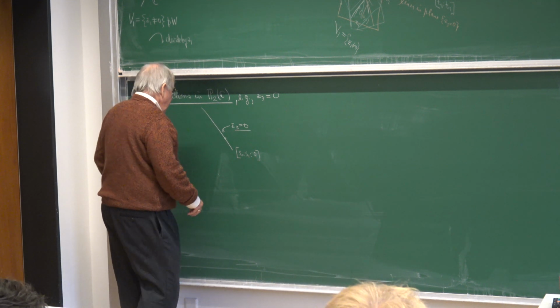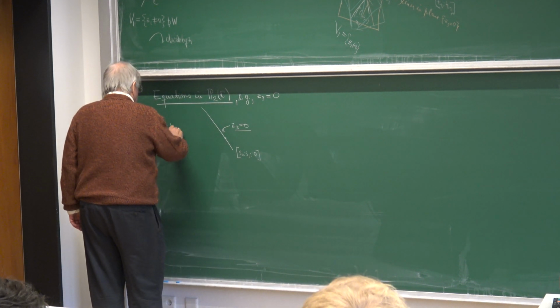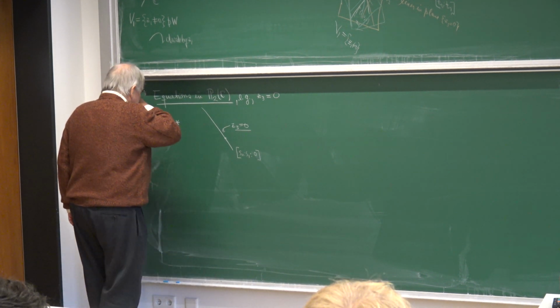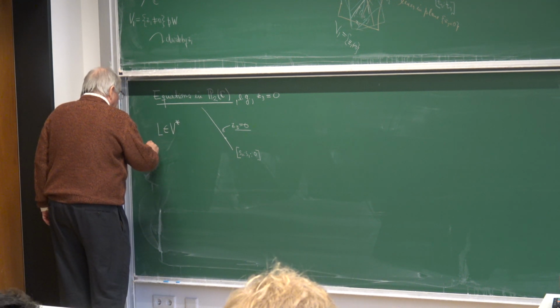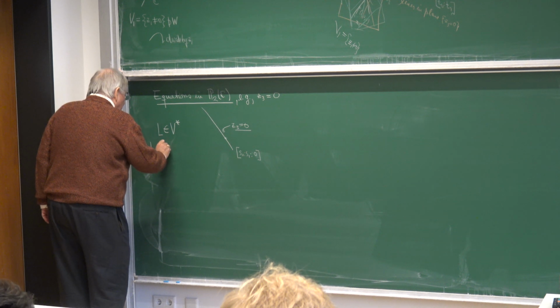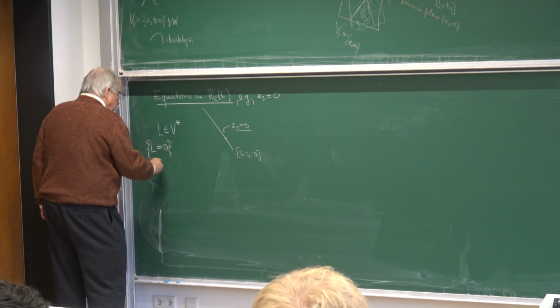Well, then we may be more general. Let L be a linear function. Then L equals 0, any linear function. This is a linear function. L equals 0 makes sense.